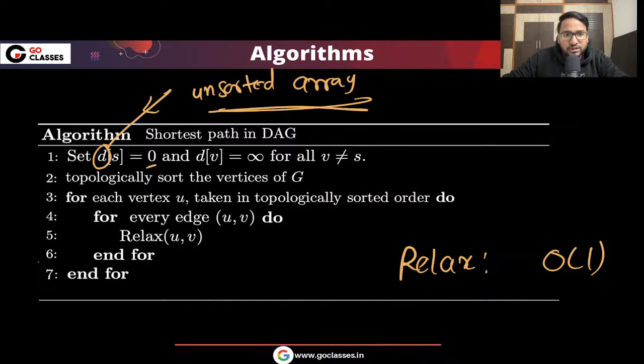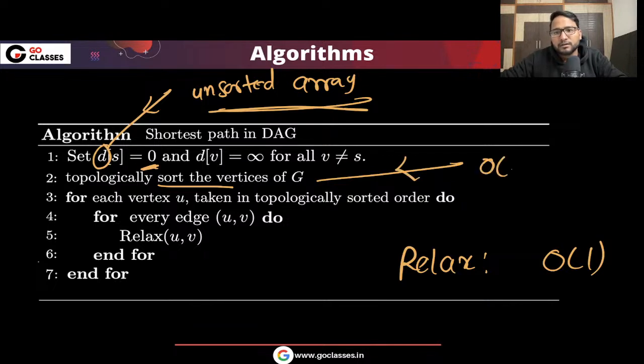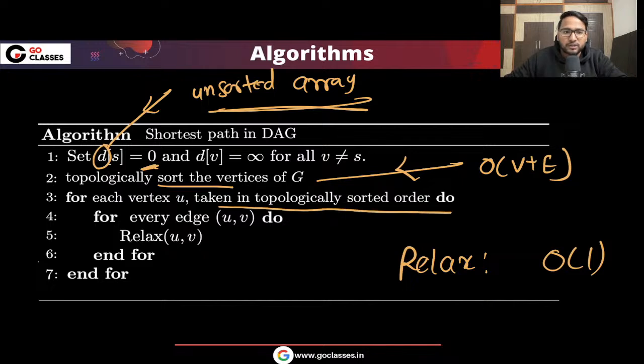Initially, source is 0, everyone else infinity. You find the topological sort, which takes order of V plus E. For each vertex taken in the topological sort, do this: you relax all the outgoing edges, right? So the relax operation here is just order of 1. For every edge, this loop runs E times, and relax is just order of 1.